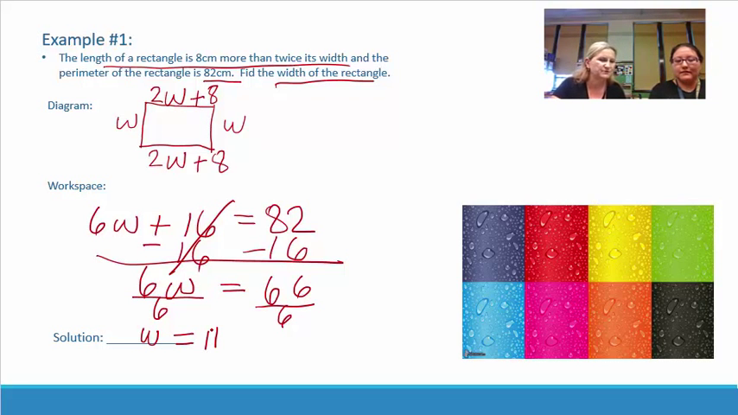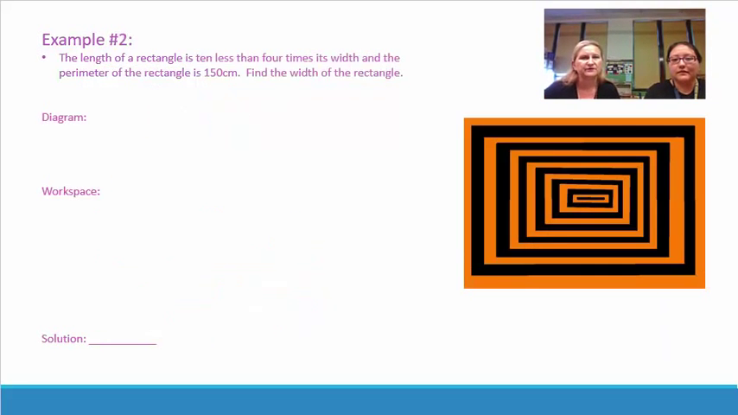Okay, so let's practice one more. We have another rectangle problem. Here we have the length of a rectangle is 10 less than 4 times its width, and the perimeter of the rectangle is 150 centimeters. We want to find the width of the rectangle. So we start with our diagram. We have a rectangle. And it says the length is 10 less than 4 times its width.